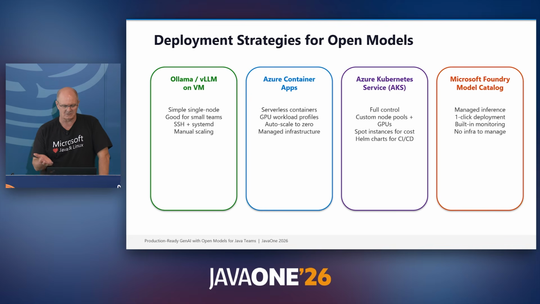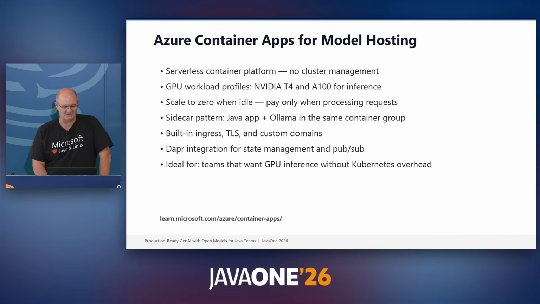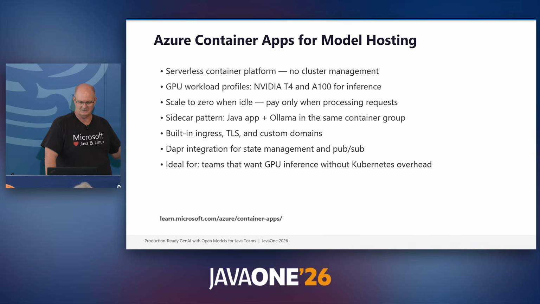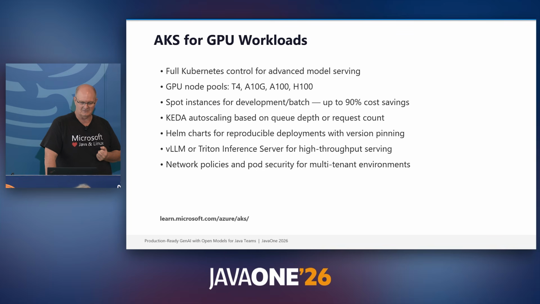Then, of course, we have Azure Kubernetes Service, which is Kubernetes. We manage the control plane, and you manage the operation and whatever you want to do on the actual application. And the Foundry model catalog. So I'm going to show you different things. I'm going to skip through the Azure Container Apps for model hosting. I mentioned already it's got T4s and A100s. You can scale it down if you want to.